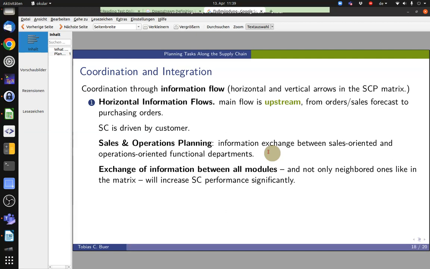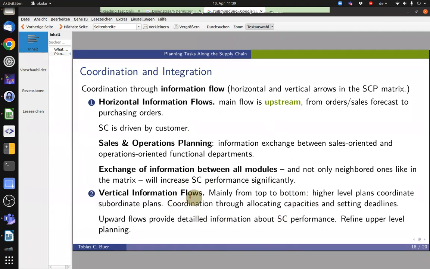Or the operations-oriented people could say, oh, look, we have difficulties in producing some products because we don't have enough qualified workforce. We have difficulties in purchasing the materials. Don't make any sales promotion for this type of product. Go for something else. Yeah? So the sales and operations planning is a meeting that should facilitate horizontal flows of information and coordinate the supply chain activities.